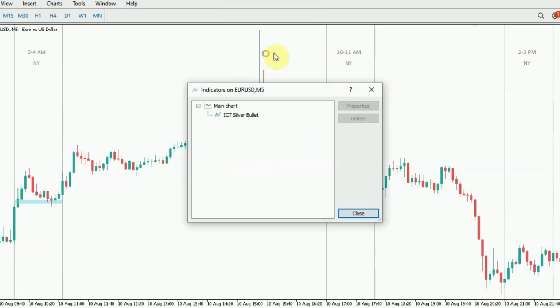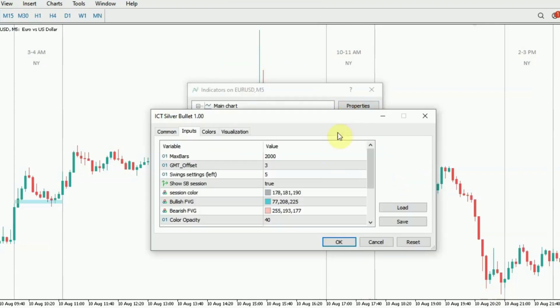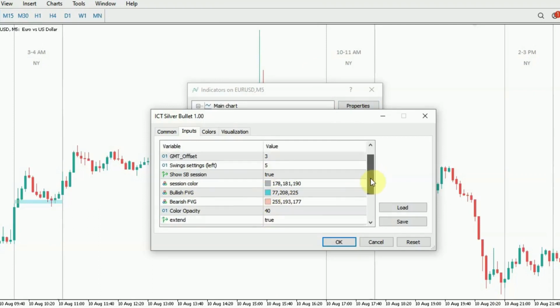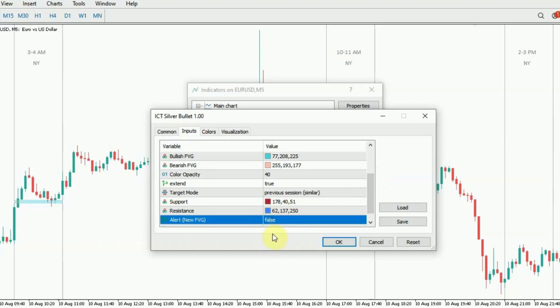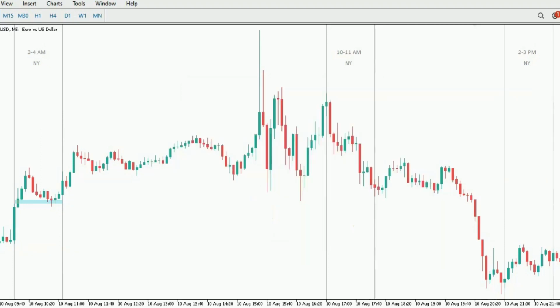Additionally, this indicator has an alert feature. If we go to properties, we can see you're able to change different settings such as the colors of the different fair value gaps and so on. And down here, we have this feature that gives alerts whenever a new fair value gap forms. You can set the value to true, and it will alert you when there is a new fair value gap, or you could set the value to false to turn off the alerts. So it makes it very easy for you to use this strategy.